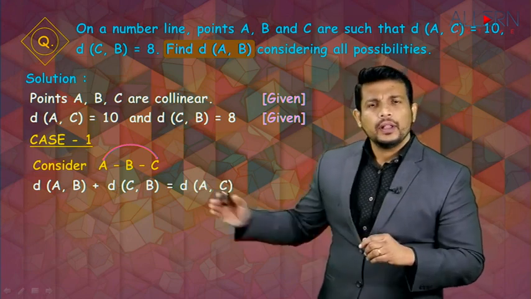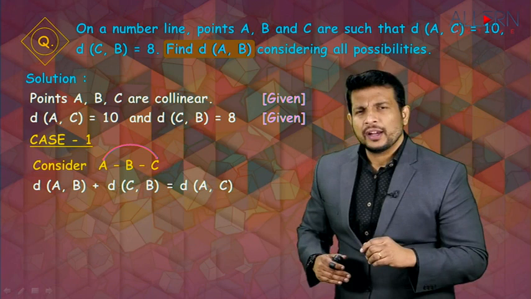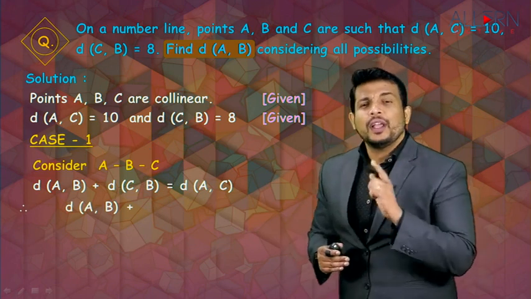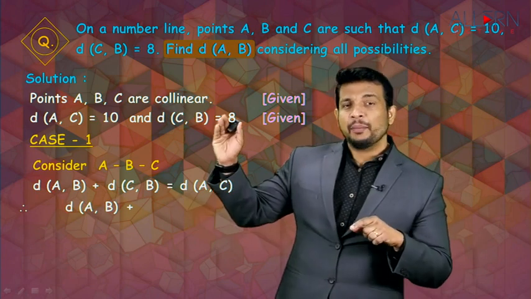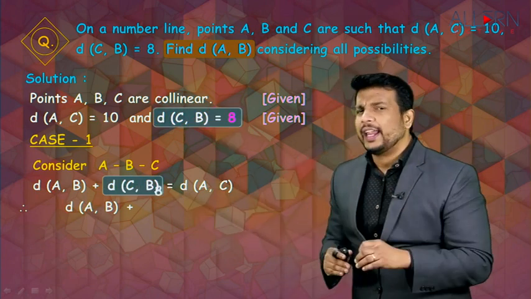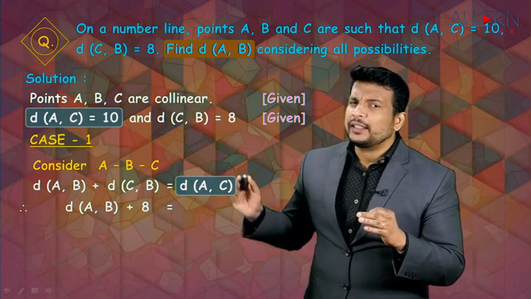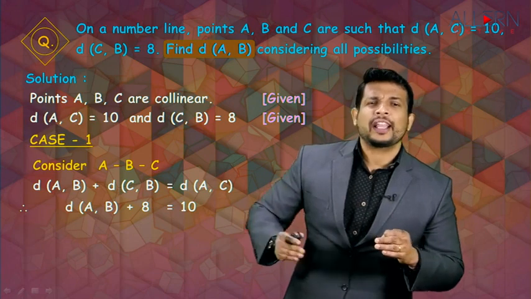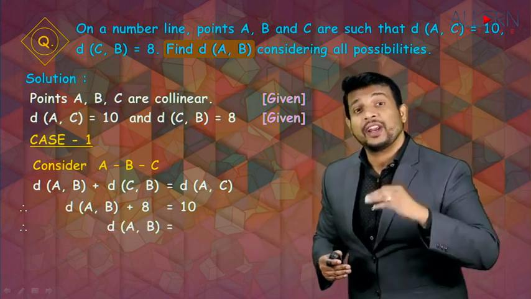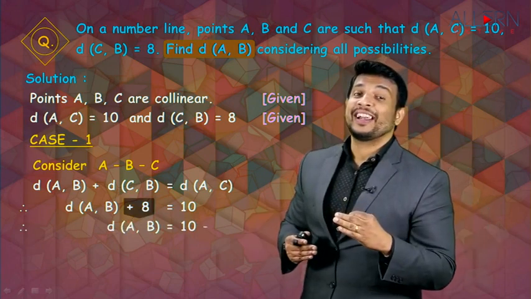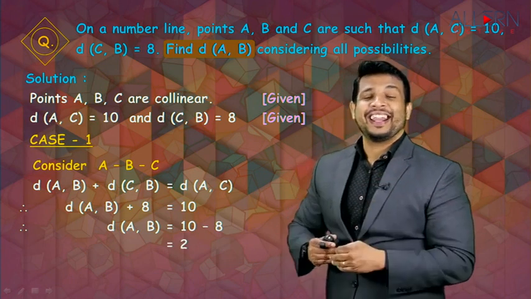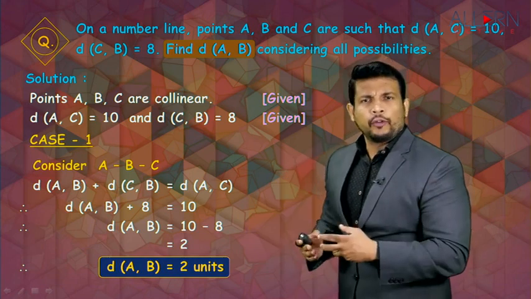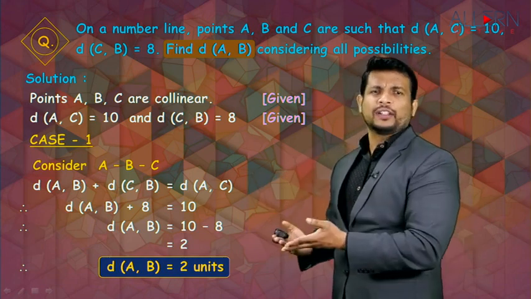Yes. Now distance between A and B, that is what you are supposed to find. Keep it as it is. Beautiful. Plus distance between C and B, how much is that? It is 8. So we write the 8, that is equal to distance between A and C. How much is that? It is 10. Beautiful. Now this plus 8 goes on to the other side. What do we get? It is 10 minus 8. How much is that? It is 2. That means we write distance between A and B is 2 units. Was that easy? So for the first possibility which we considered, we got the distance between A and B.